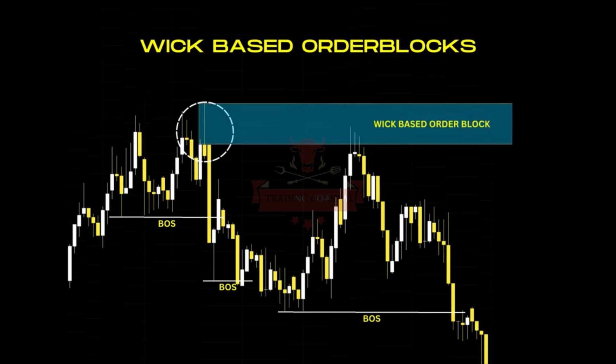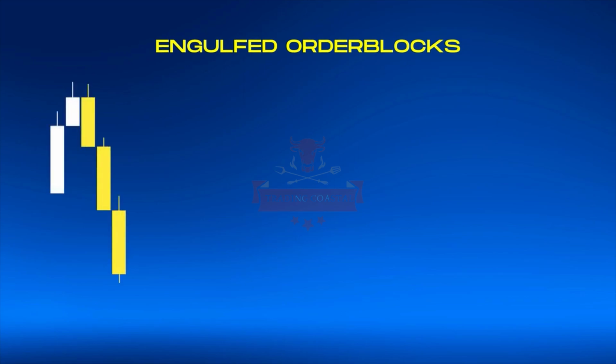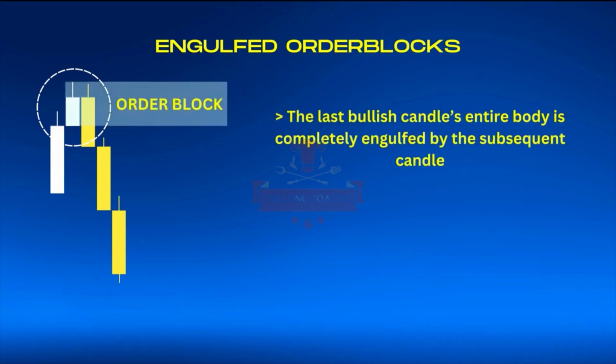This is our order block, instead of the entire candle size. Let's move on to the next order block type, engulfed order block. In a bearish scenario, a bearish engulfing order block occurs when the last bullish candle's entire body is completely engulfed by the subsequent candle, indicating a strong influx of selling pressure that overwhelmed the buying momentum, followed by a sudden and significant downward movement.